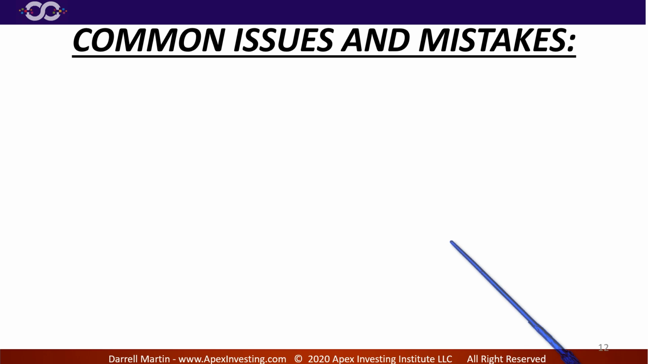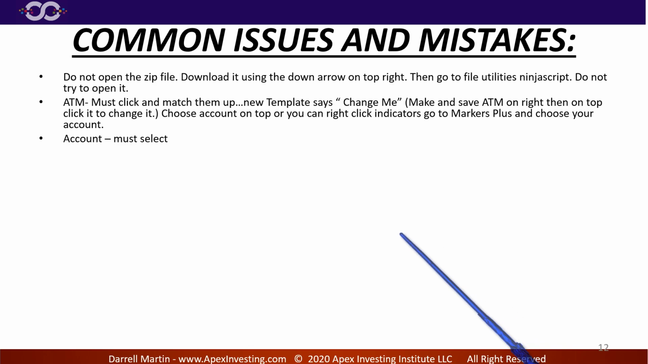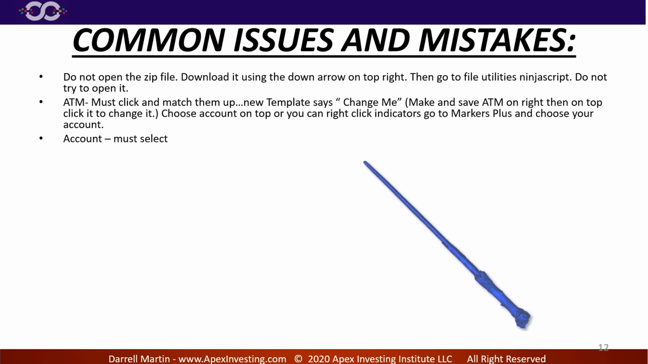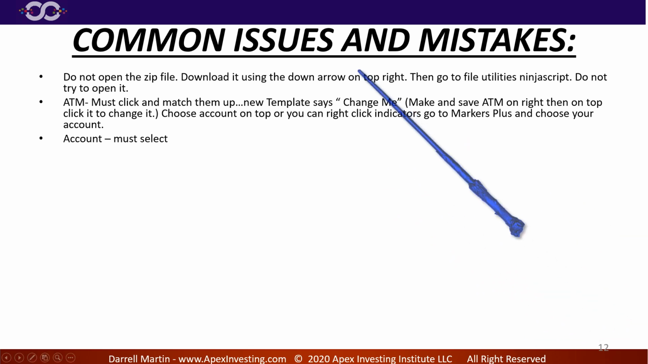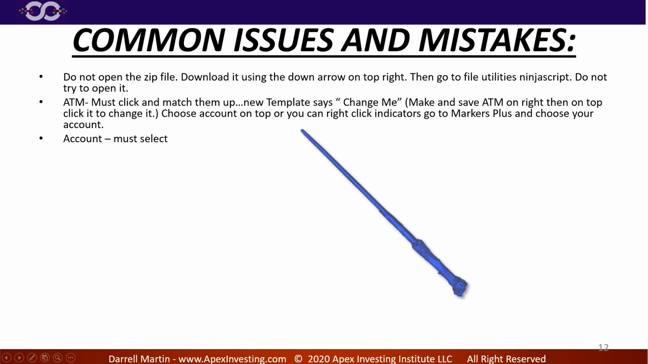Common issues and mistakes. Got a few of these. Do not open the zip file. Download it like the video says, and then go to File, Utilities, Ninja Script, and import it. Again, do not open it. The ATM must match. When you load up your template, it's going to say Change Me. So you have to select it on the right and then select it at the top. Make and save your ATM on the right, then change it on the top.